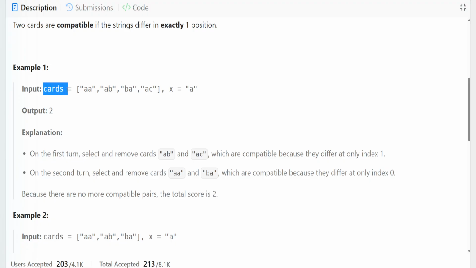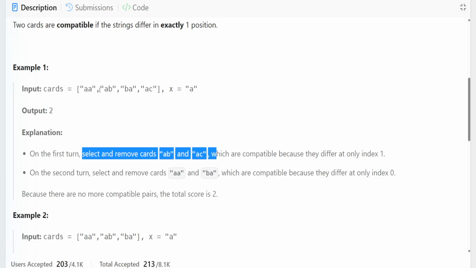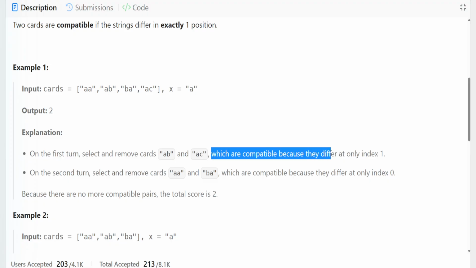So if the cards are AA, AB, BA, AC, in this case X is A. We have to find the pairs. In the very first turn, you select and remove the cards AB and AC. What is common here? A is common. They are compatible because they differ at only one index, index 1. We have AB and here we have AC, so here is B and here is C. That is why at index 1 they differ.